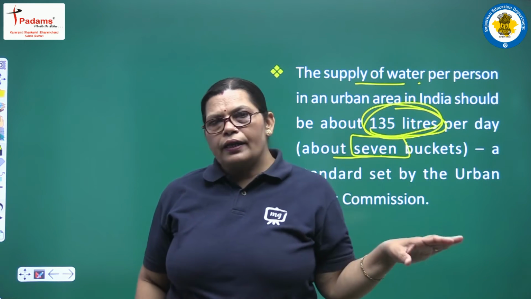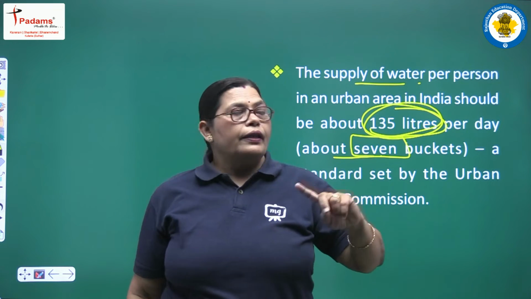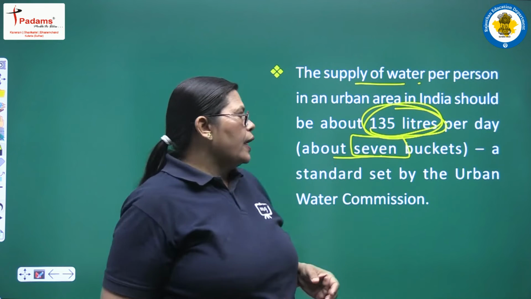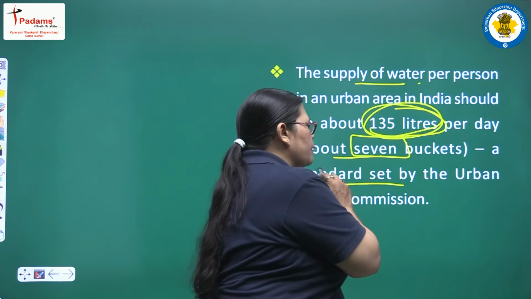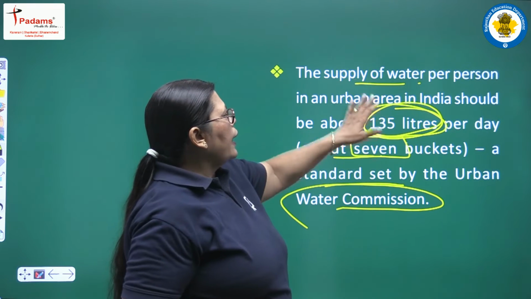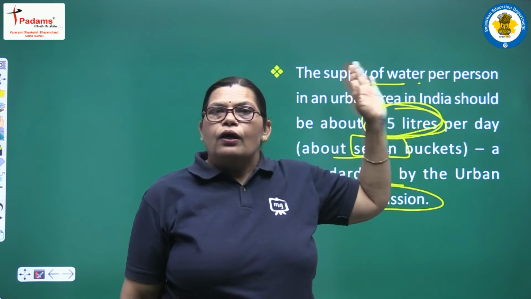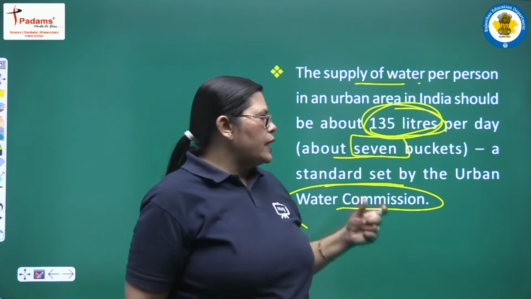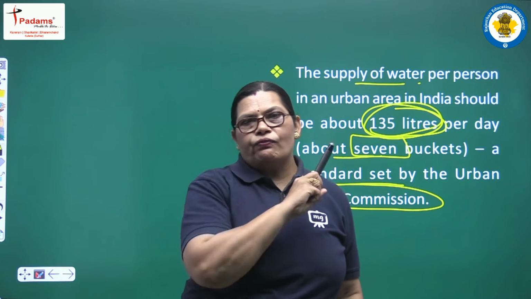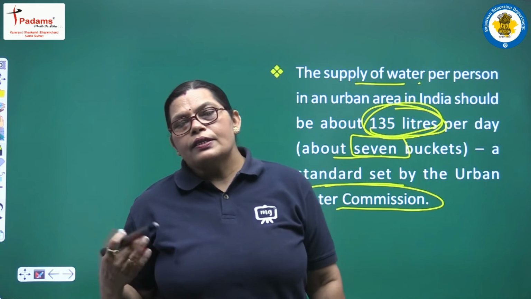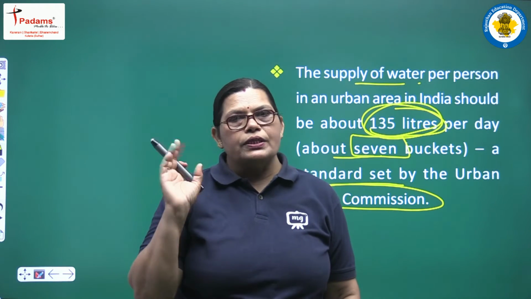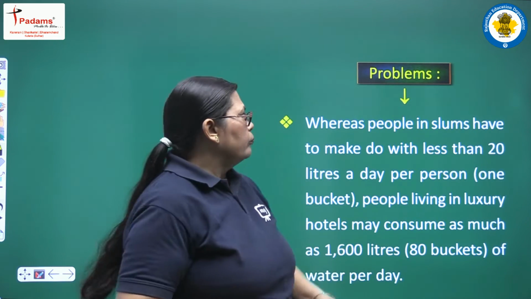एक दिन में कितना पानी चाहिए? एक दिन में near about 135 liters, or we will call that 7 buckets, are necessary. A standard set up by the Urban Water Commission. Who set up all these criteria in the urban areas? All these criteria are set by the Urban Water Commission, and this is the fixed criteria for the supply of water. 135 liters per day, or we will say 7 buckets in a day.